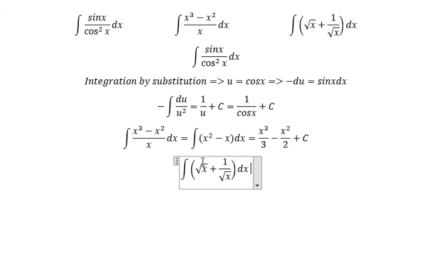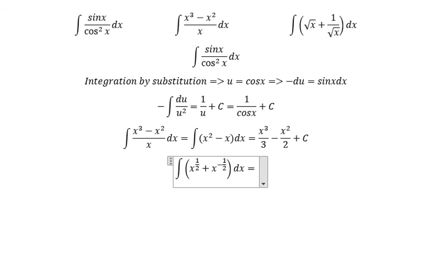And the last one, we have the square root of x, we change to x to the power of 1 over 2. In this situation, we can change to x to the power of negative 1 over 2. And we can get the final answer.